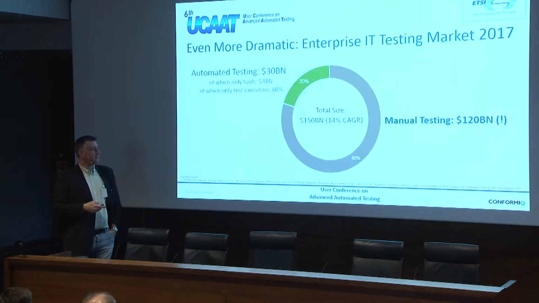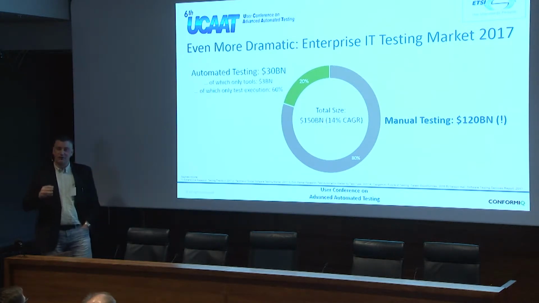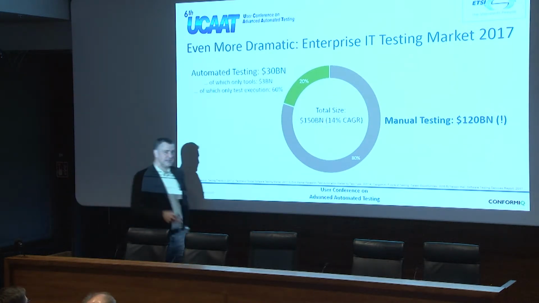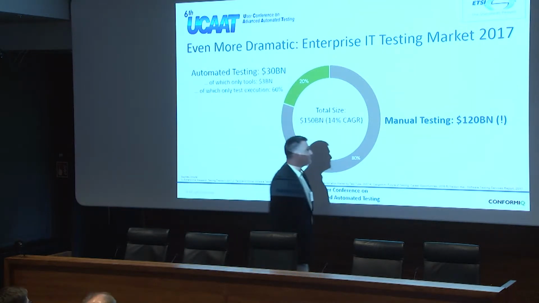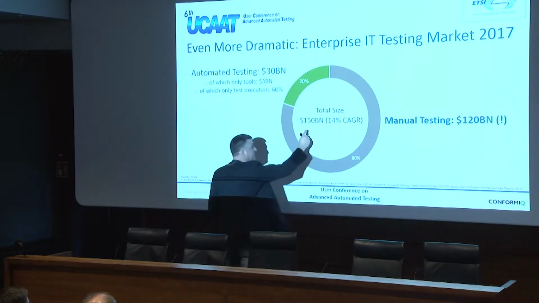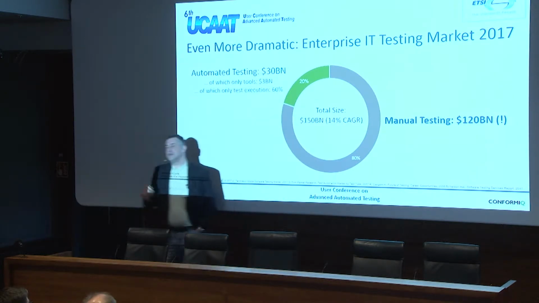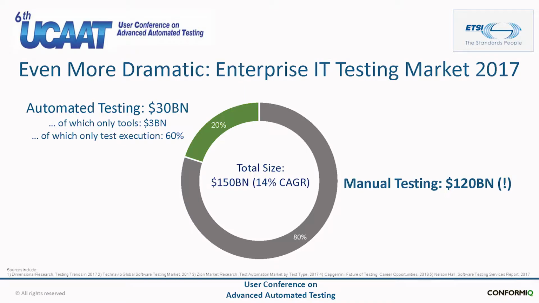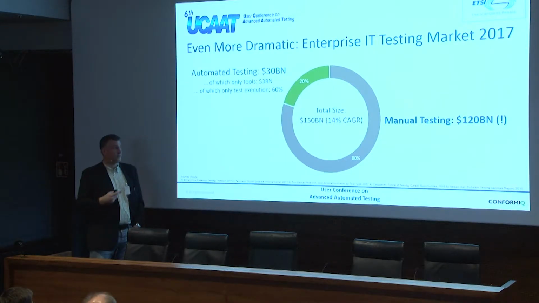So the next thing that we have done is we have taken a look at the overall spendings in enterprise IT testing. And that's a lot of money. We're talking about $150 billion a year spent on testing enterprise IT systems across the world. Right? That's a big number. And what this CAGR means is this is growing 14% every year. Now, this data is from 2017. We did it last year, right? So probably this year, this market has increased further and further, right?